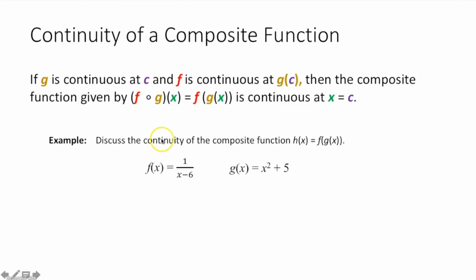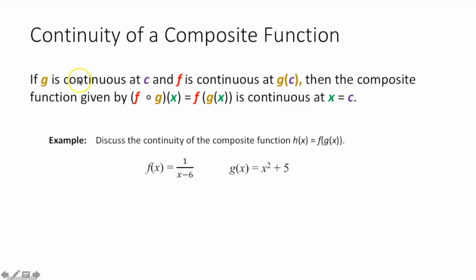This says discuss the continuity of the composite function h of x, which is equal to f of g of x. So h of x is our composite function f of g of x, and we have f of x equal to 1 over x minus 6 and g of x equal to x squared plus 5. To determine if our composite function is continuous at some x value, let's call our c 2. So let's determine if this composite function is continuous at x is equal to 2.